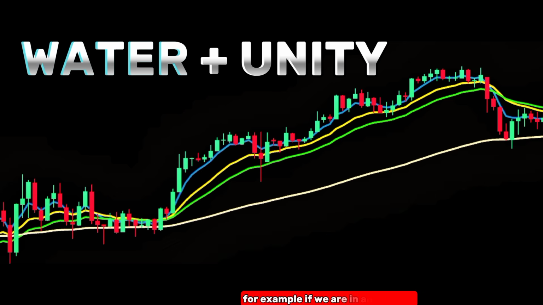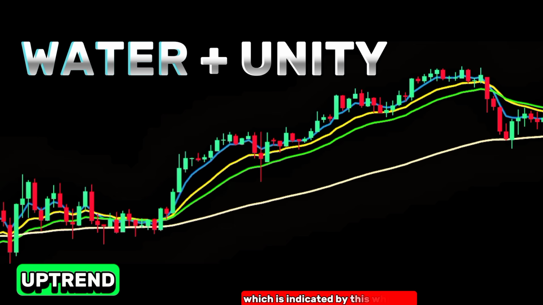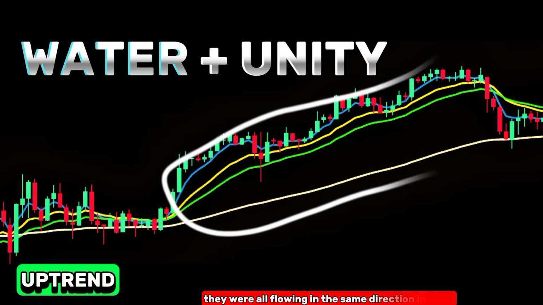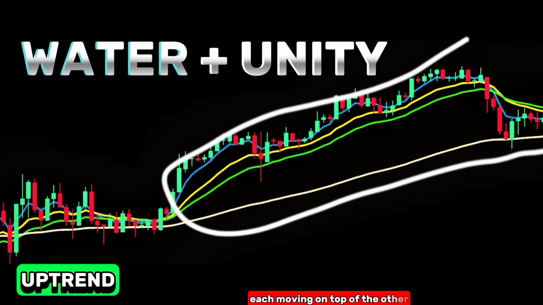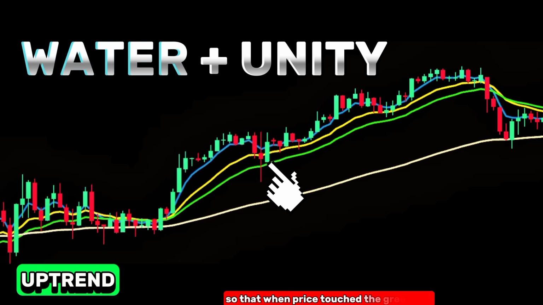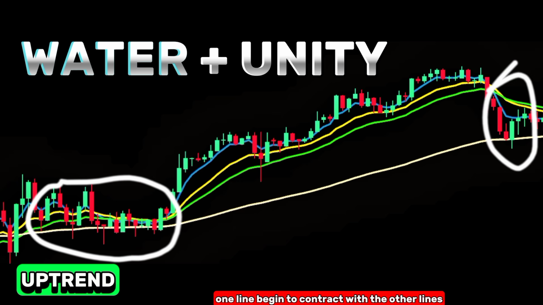For example, if we are in an uptrend, which is indicated by this white 80 EMA line that is below the other EMA lines, if you look well, you can see that before price approached the lines, they were all flowing in the same direction in unity, each moving on top of the other according to their rankings, but at the same time not touching each other, which indicates a strong uptrend, so that when price touched the green line, it pushes the market up with strong volatility. This is what defines the strategy, the flow and the unity. The moment one line begins to contract with the other lines, it signals to us that it is not yet time to enter the market.